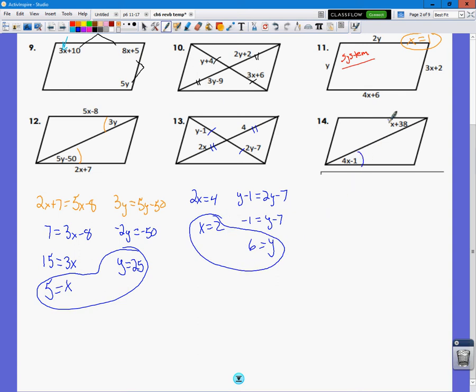In number 14, alternate interior angles are congruent. So 4x minus 1 would be equal to x plus 38. Subtracting x gives me 3x minus 1 equals 38. Adding 1 gives me 3x equals 39. Finally, dividing by 3 gives me x is equal to 13.